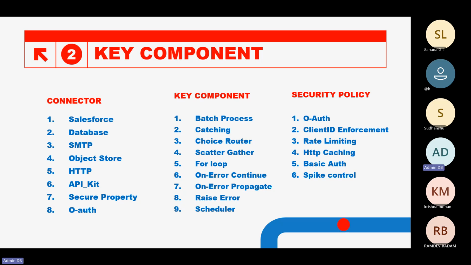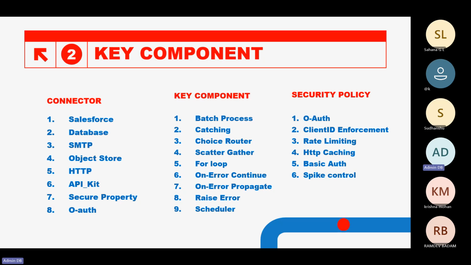Other connectors like HTTP, API key, secure property will work, and the OAuth connector we will use to create our own OAuth service provider. This connector MuleSoft has specially given for that purpose, and we will use it. But in projects, there will be a possibility you will get an external OAuth service provider. That part also I will explain, and it will be very straightforward. In that case, you just need to call the REST API. Anyhow, we will discuss that part once we come to the security policy.